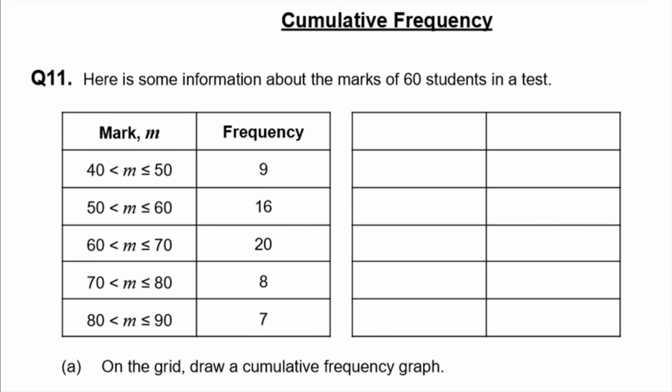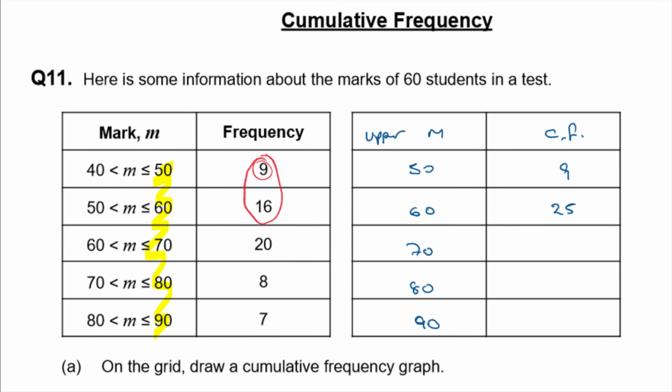Here is some information about the marks of 60 students in a test. So for cumulative frequency, we need the upper class value for each, the upper bound, and we need to have the cumulative frequency here. Upper bound is the upper bound of each of these, so it's going to be 50, 60, 70, 80, and 90. The first cumulative frequency is just 9. The second cumulative frequency is 9 and 16, 9 plus 16 is 25.